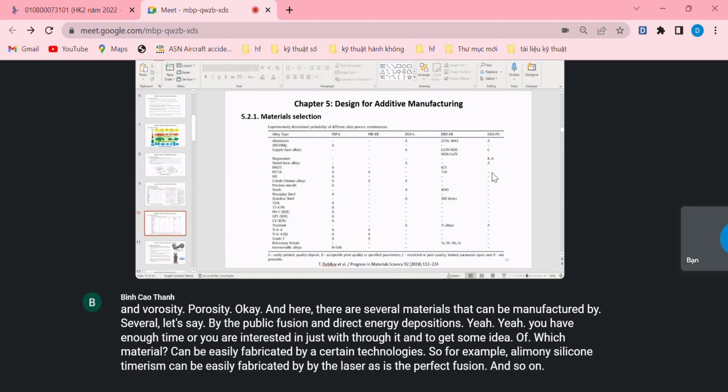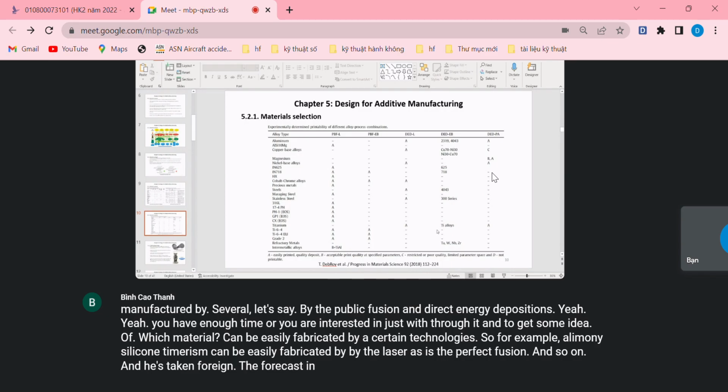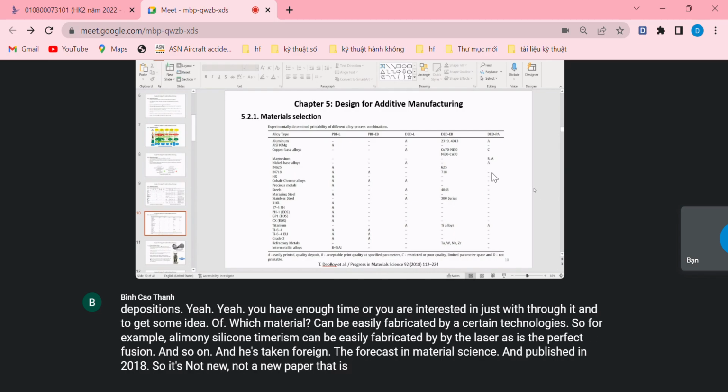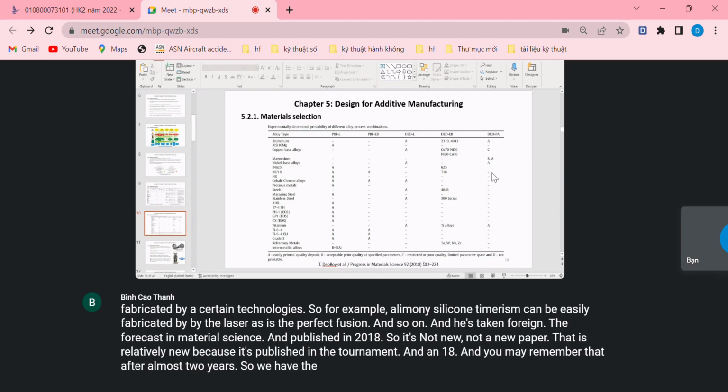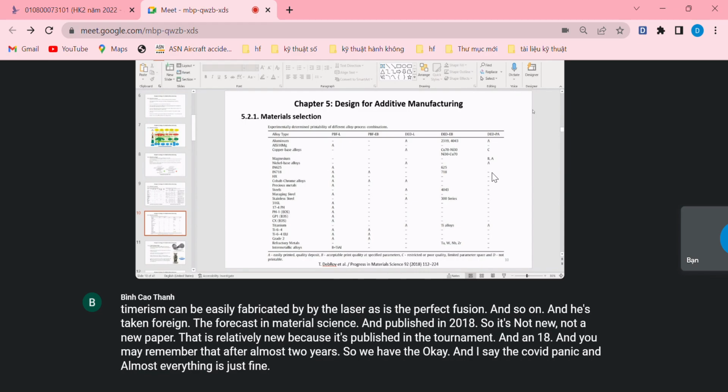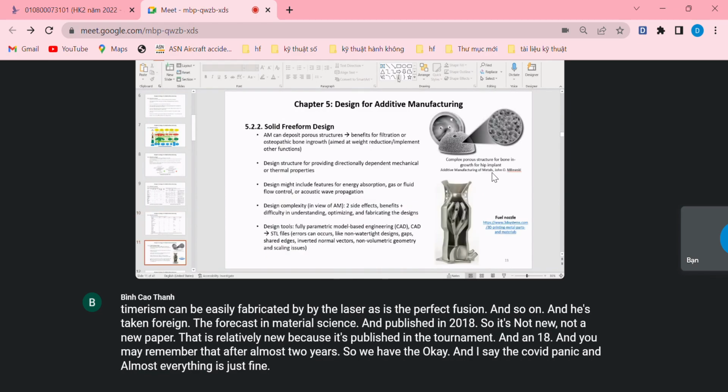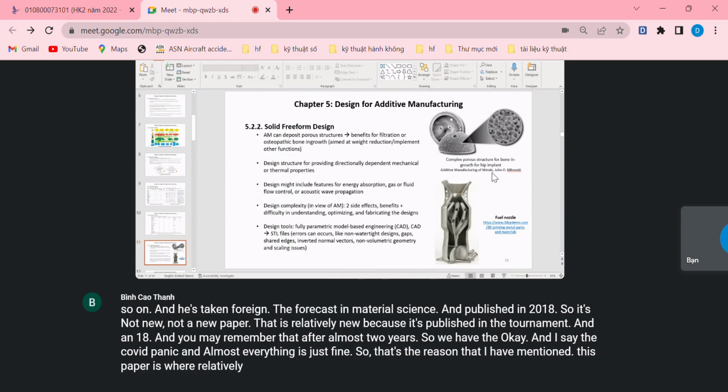It is taken from Progress in Materials Science, published in 2018. So it is not a new paper, but it is relatively new. You may remember that after almost 2 years, we had the COVID pandemic, and almost everything was suspended. That is the reason I mention that this paper is relatively new, though not really new.